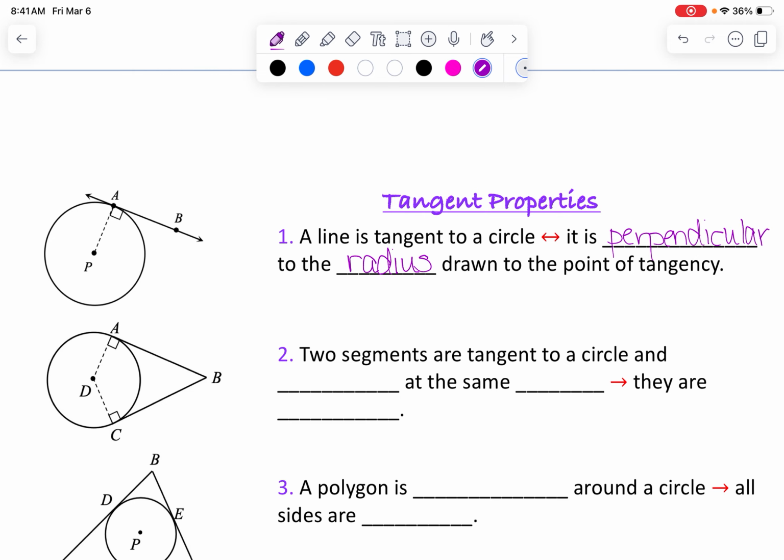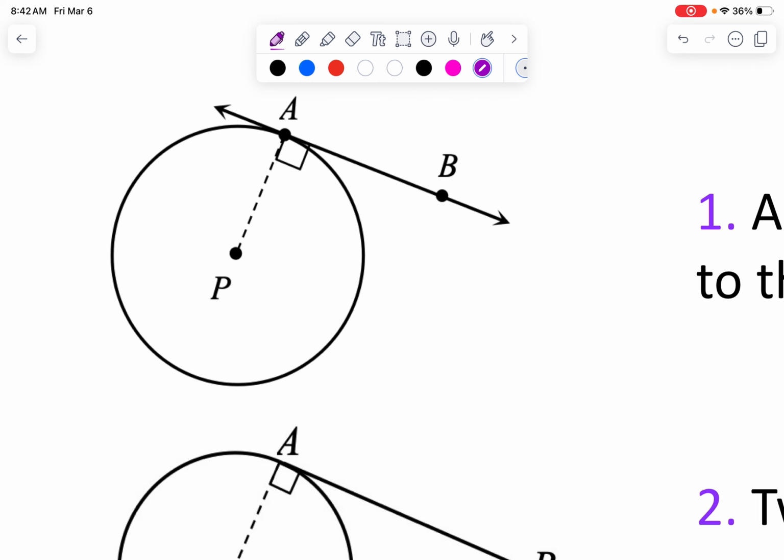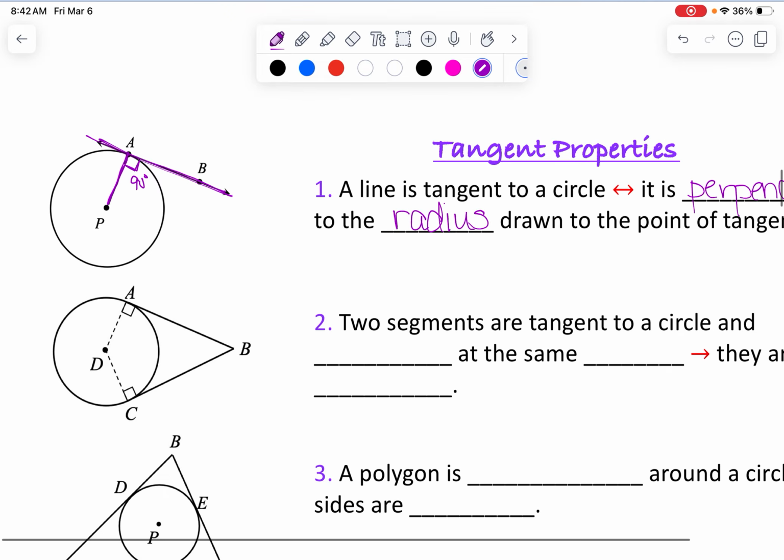So what that means is, if we look at this picture, here is our line. Here is the radius drawn to the point of tangency, in other words, where it touches the circle. That will always form a 90-degree angle. It's perpendicular. So this is 90 degrees right here. Okay, that's a pretty important tangent property.